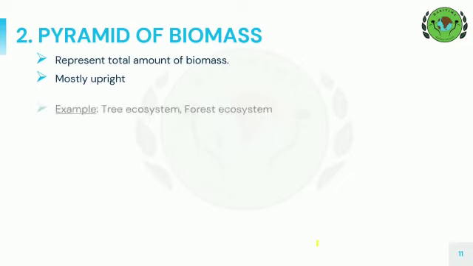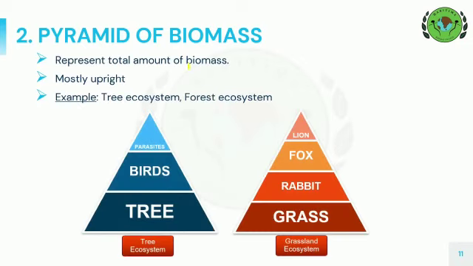Second is pyramid of biomass. It represents the total amount of biomass. These are mostly upright, and the examples of this are tree ecosystem and forest ecosystem.